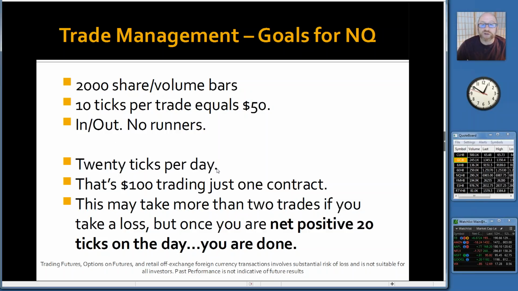Simply looking for maybe 20 ticks a day. You're happy. We have traders in our trading room who are happy with 20 ticks. There's nothing wrong with that. You do the math. When you add that up, that's $100 a day, obviously, trading one contract.